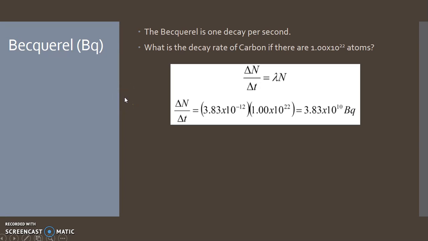The becquerel is 1 decay per second. So what is the decay rate of carbon if there are 1.00 times 10 to the 22nd atoms? We'll use this formula that you see here: change in the number over the change in the time equals the decay constant times the number of atoms. So we plug in what we know, 3.83 times 10 to the negative 12 times 1.00 times 10 to the 22nd, and we should get 3.83 times 10 to the 10th becquerels, which stands for Bq.